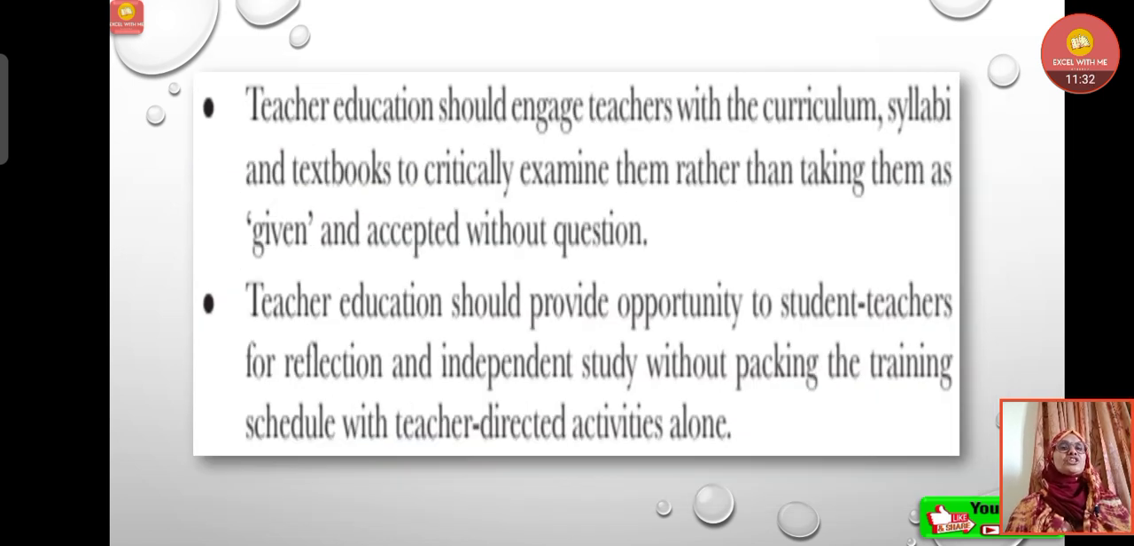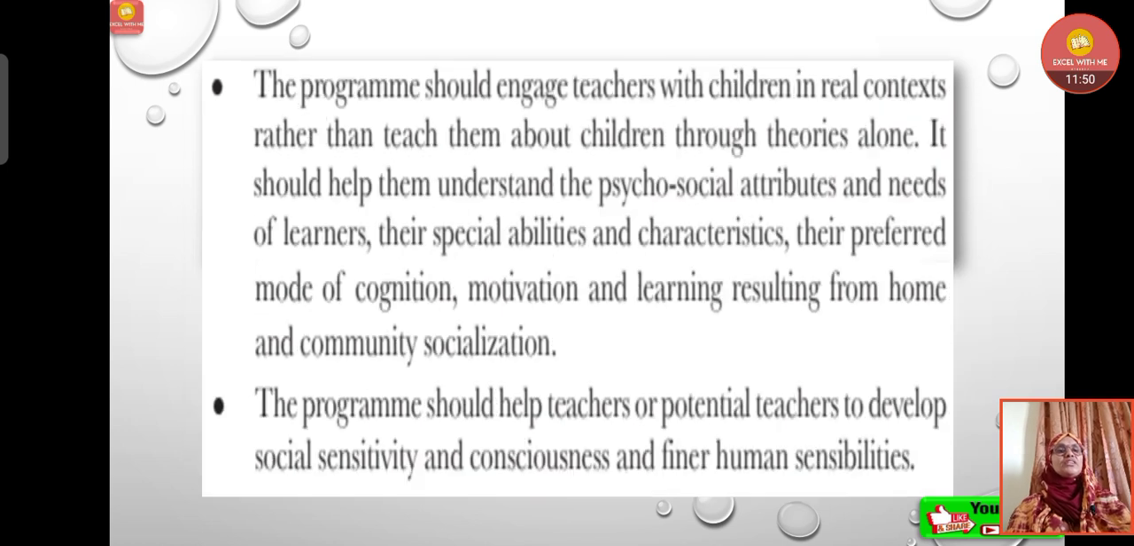Next, teacher education should engage teachers with curriculum, syllabi and textbooks to critically examine them rather than taking them as given and accepted without question. That should not be there. Then even teacher education should provide opportunity to student teachers for reflection and independent study. That is also one of the principles. Now the program should engage teachers with children in real context.